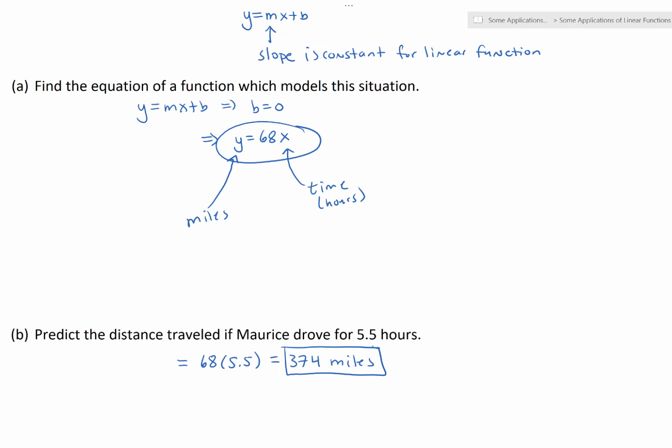So in the next video, we will talk more about this constant slope and how it relates to situations in which we don't have constant slope, and how we can use that in relationship to the concept of an average rate of change. But for this video, it's over.